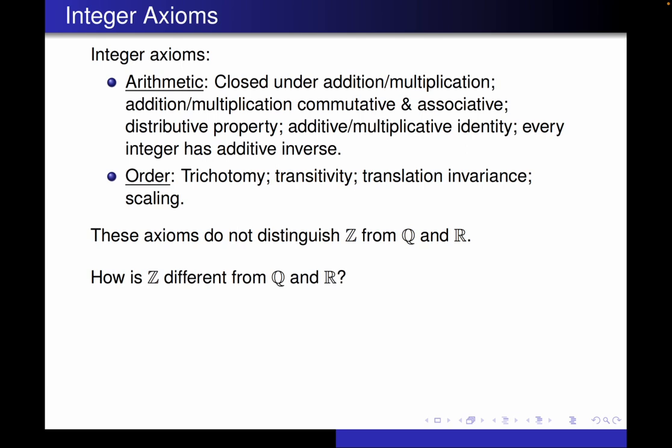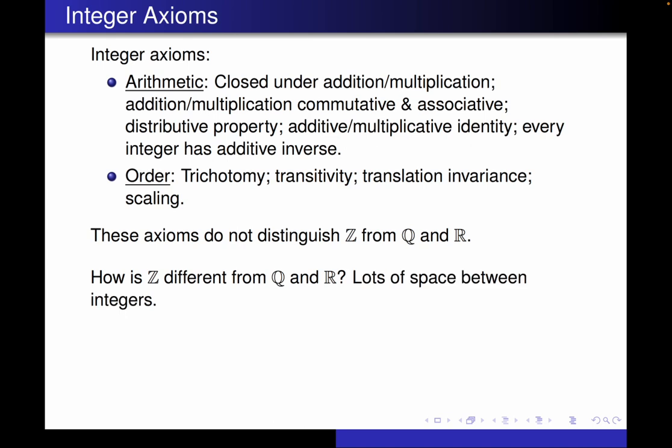So what I want to do is add another axiom that will distinguish the integers from the rational numbers and real numbers, and in fact basically from all other number systems. Well, let's see. We have to ask ourselves, what else is there where the integers are different from the rational numbers and the real numbers? Well, the most important thing that we're going to be looking at is there's lots of space between integers.